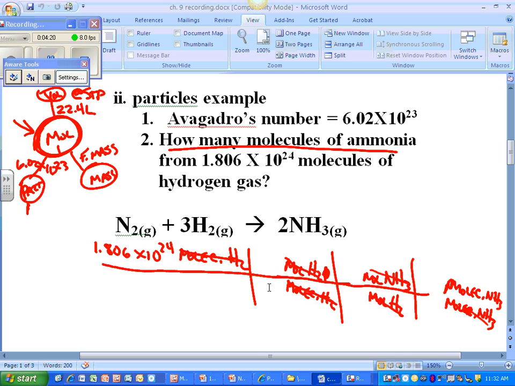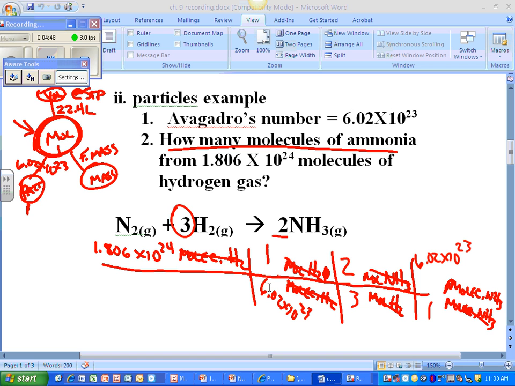Moles of ammonia have canceled. Now I'm into molecules. So now I can go back and fill in my numbers. 1 mole of hydrogen is 6.02 times 10 to the 23rd molecules. Looking at my ratio, I have 2 moles of ammonia for every 3 moles of hydrogen. Now I look and I see moles of ammonia to 6.02 times 10 to the 23rd molecules.